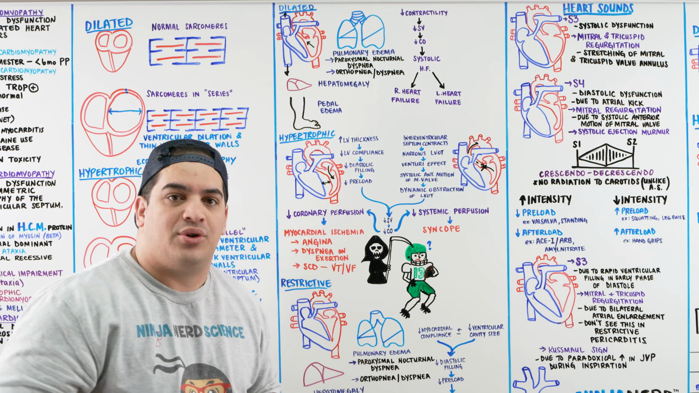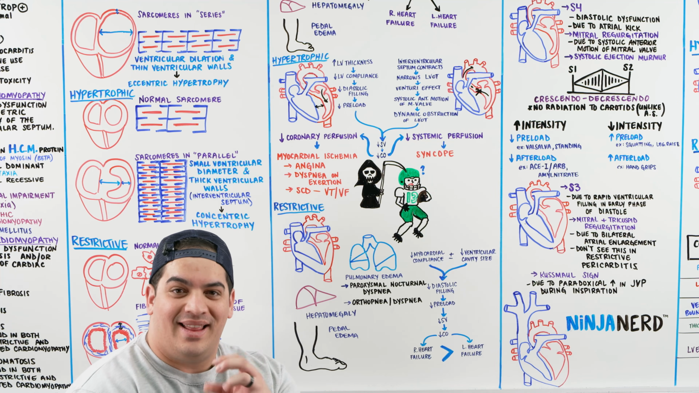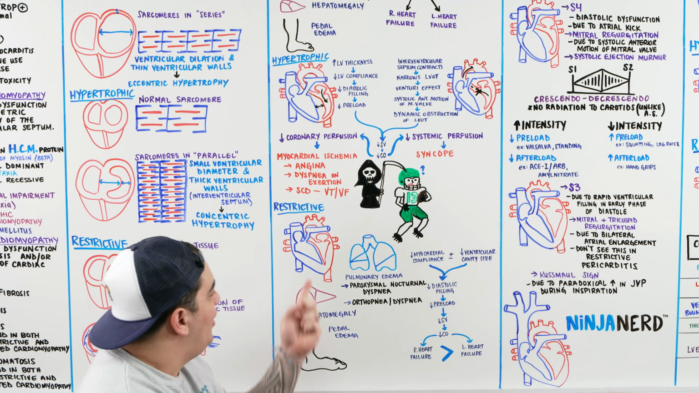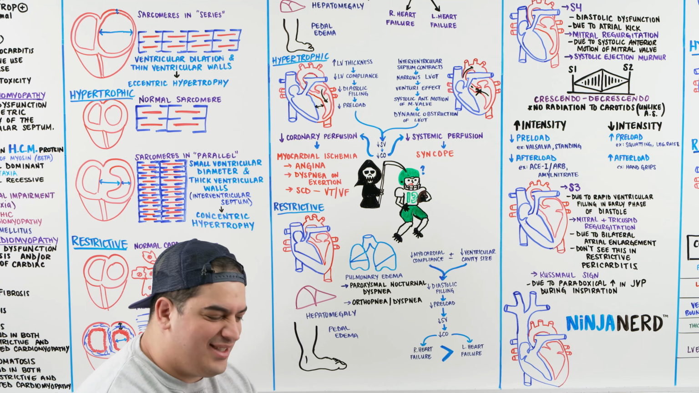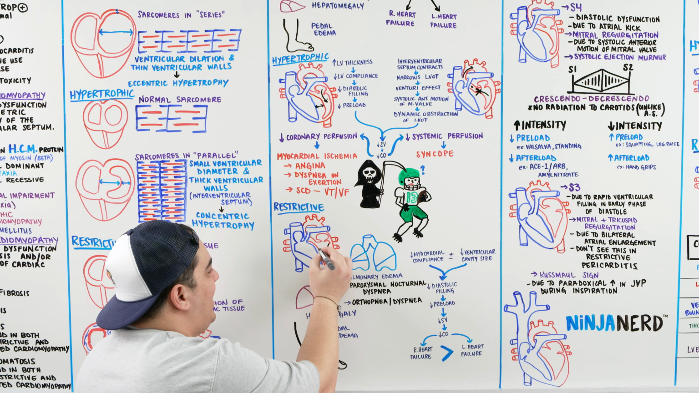What about the pathophys for restrictive? All right, so restrictive cardiomyopathy, in this disease, what happens here? These ventricles, they're super rigid, man. They're very rigid. They just don't want to stretch, my friends.